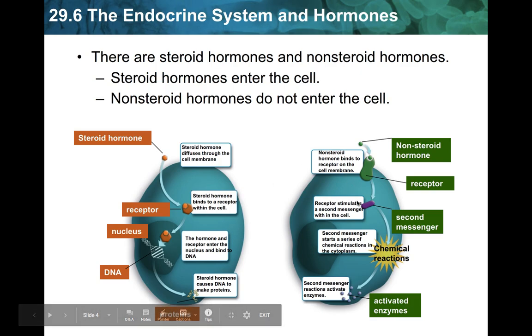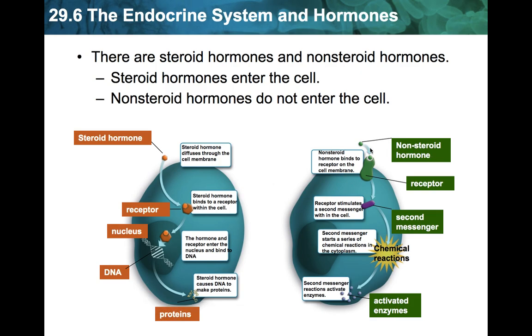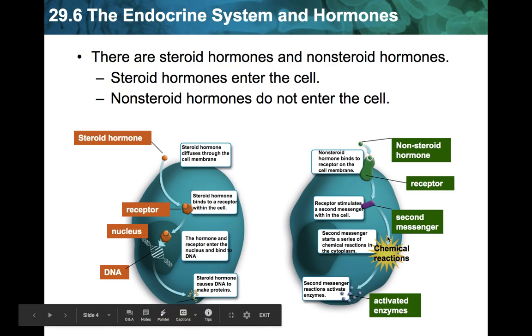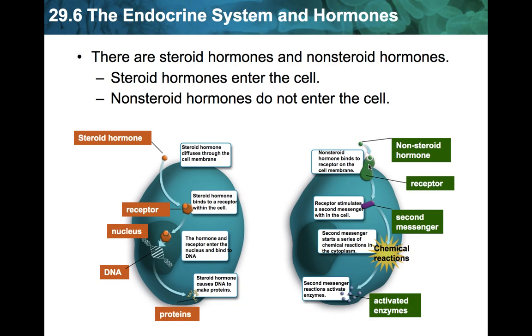All right, now let's look at the non-steroid hormone. So this particular hormone is non-steroid. It's not actually entering the cell at all. It's just binding to this receptor, which is on the outside of the cell membrane. And then what happens when it binds is maybe it causes some sort of shape change. Somehow it's sending a signal. Most of the time it's a shape change in the receptor.